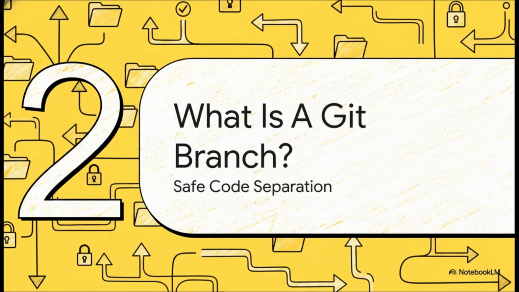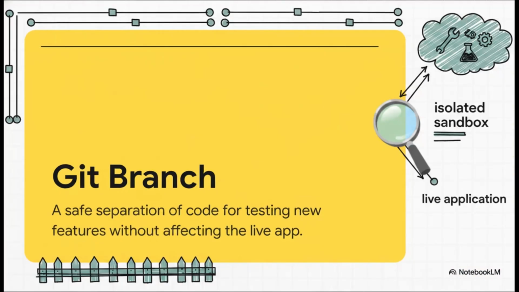Which brings us to section 2. What is a Git branch? Safe code separation. At its core, a Git branch is simply a safe separation of code. Think of it as a totally isolated sandbox. It's a space where developers can experiment, test out wild ideas, and build new breaking changes entirely separated from the existing, working application. Basically, it guarantees your experimental, half-finished code doesn't take down the actual live product.